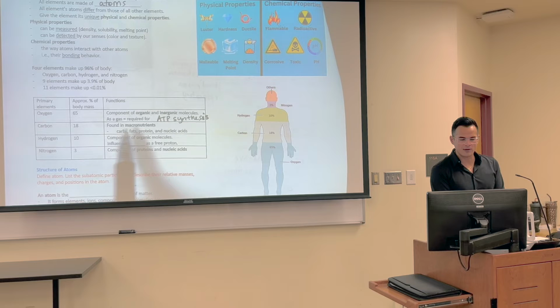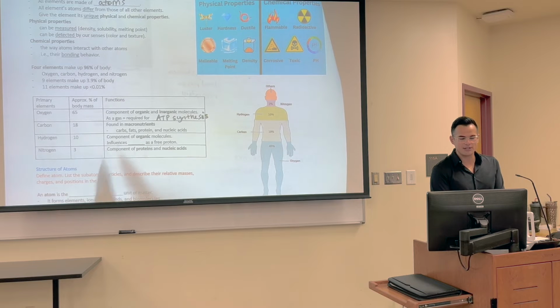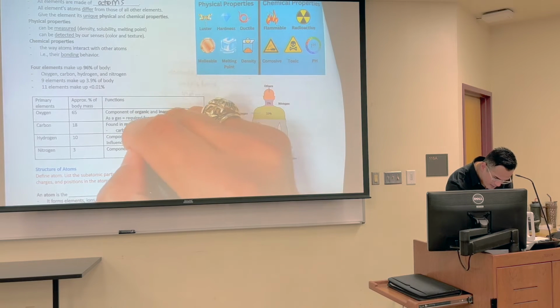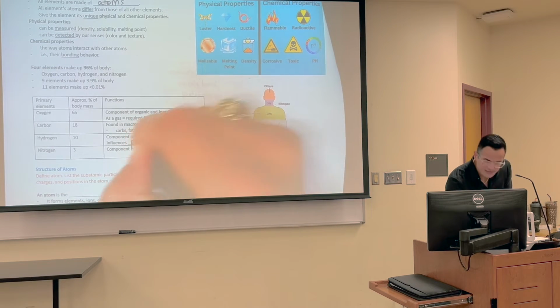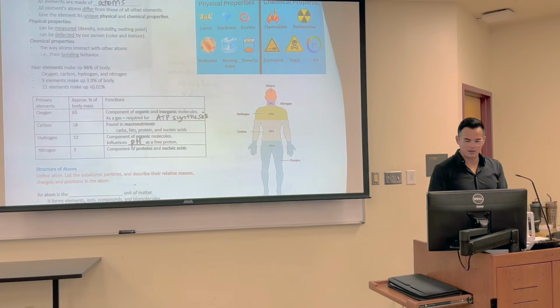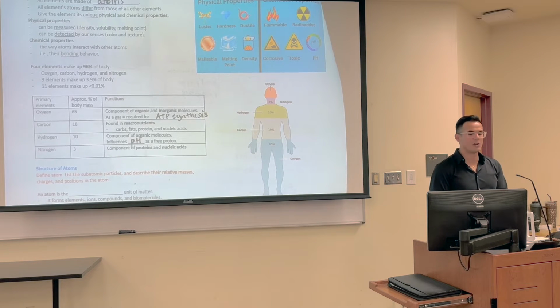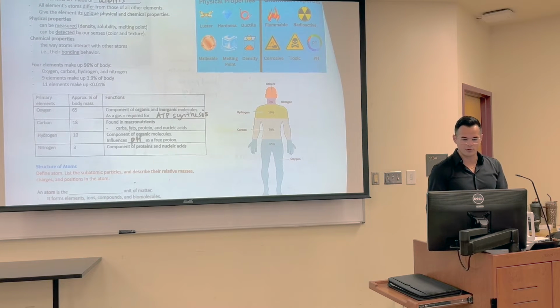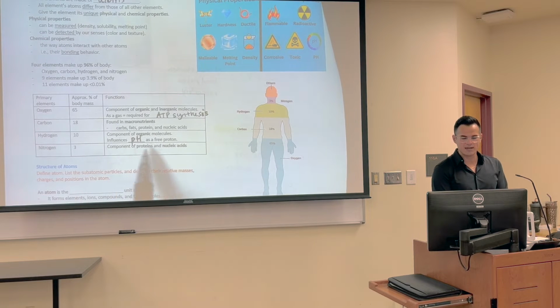Carbon is going to be found in our macros, right? The foods that we consume, carbs, fats, proteins, nucleic acids. What does hydrogen influence as a free proton when it loses an electron? It influences our pH, or the negative log of the proton concentration. So we'll talk more about that as we move on through chapter 2. Nitrogen, this is a component of proteins and nucleic acids.